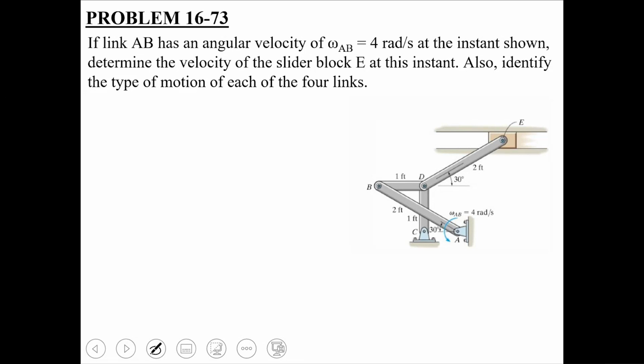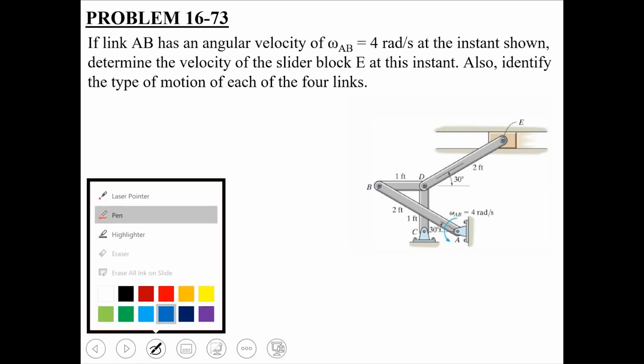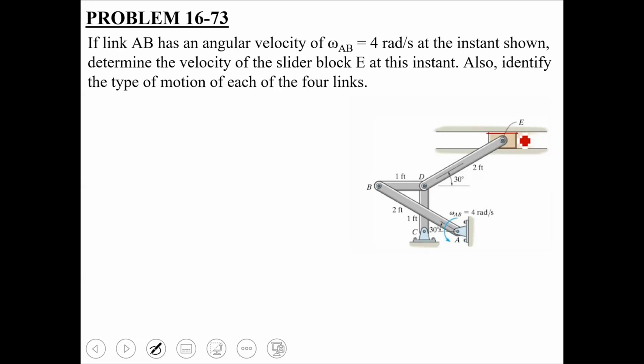अब एक एक करके हम थोड़ा सा देखते हैं कि किस तरह का मोशन ये rigid links कर रहे हैं। Starting with piston E, what type of motion this piston E is undergoing? Horizontal motion. So it is basically undergoing translatory motion along the horizontal axis. ठीक है? Now link AB is being grounded from point A. So what type of motion this link AB is undergoing? Pure rotation about point A. Rotational motion about point A.